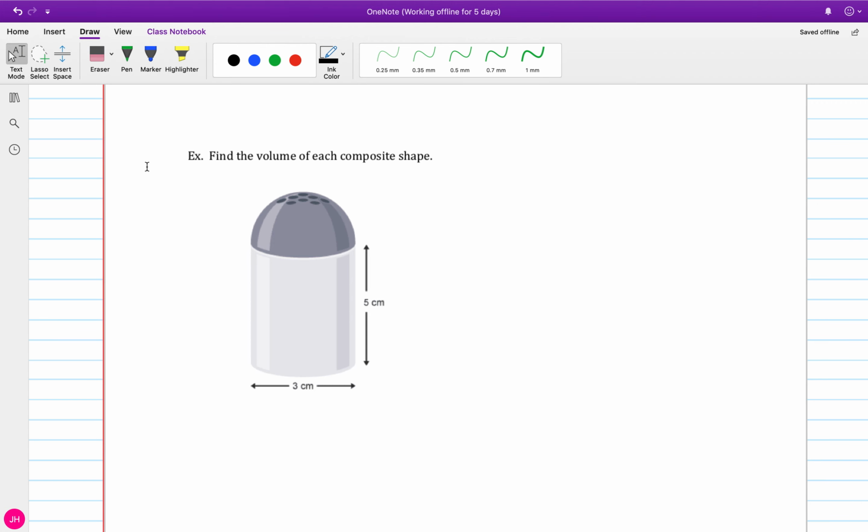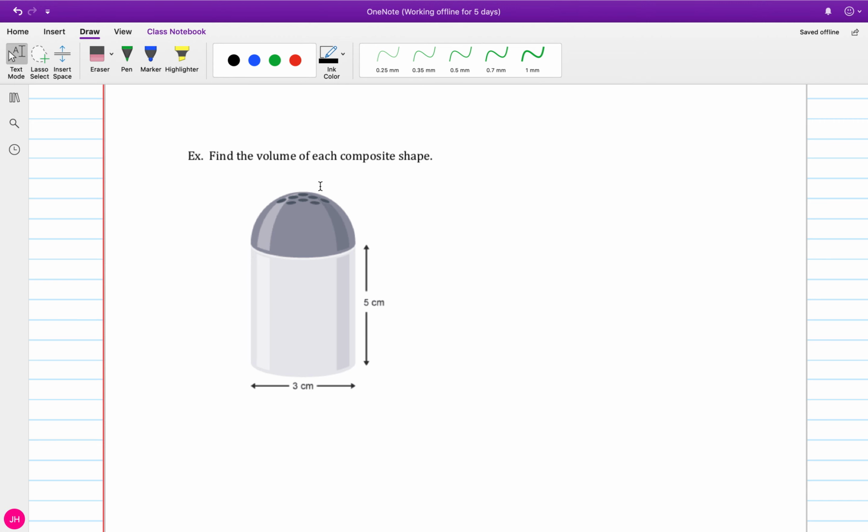Now we're going to go back to these same composite shapes that we looked at with surface area, and we're going to look at them with volume. So remember, a composite shape is when you have two shapes squished together. So in this case, we've got a cylinder down here and a hemisphere at the top. I think it's way easier to do composite shapes with volume than surface area because we don't have to worry about getting rid of part of that formula.